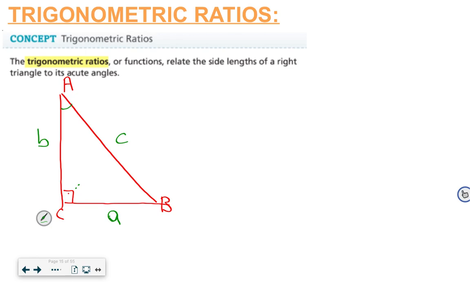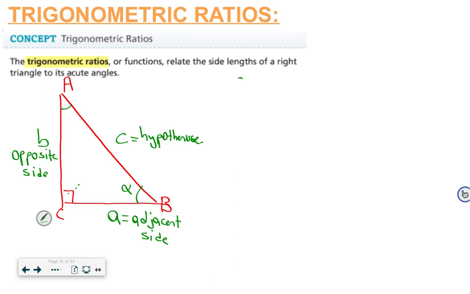Let me determine an angle, because to be able to find the trigonometric ratios, you need to determine an angle. Let me say that the angle is alpha. According to angle alpha, a is called the adjacent side, b is called the opposite side, c is called the hypotenuse. Now let's find trigonometric ratios.